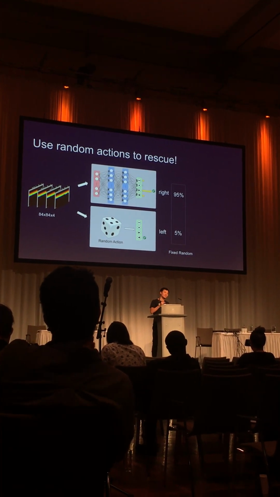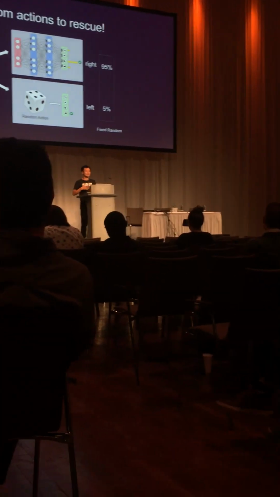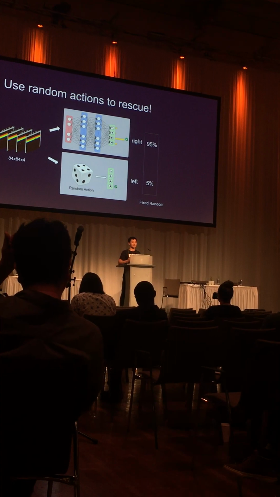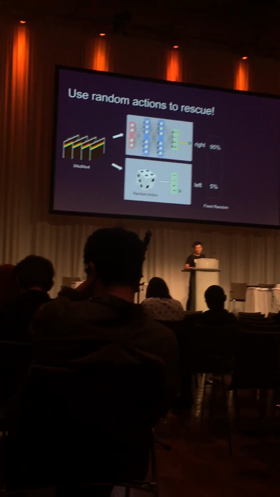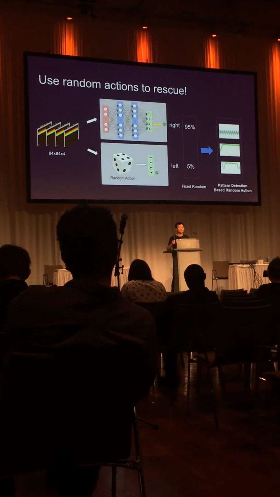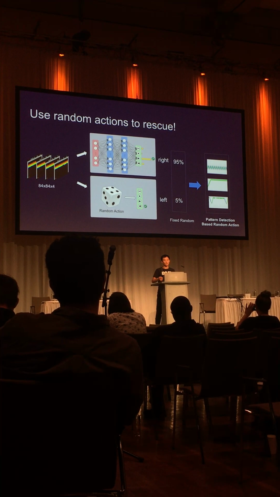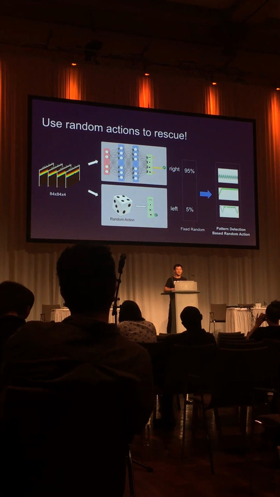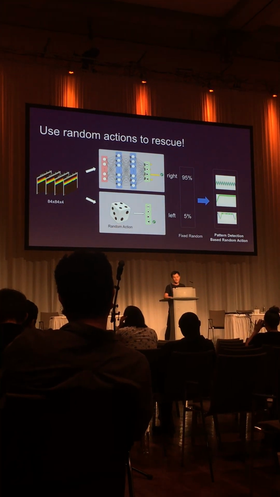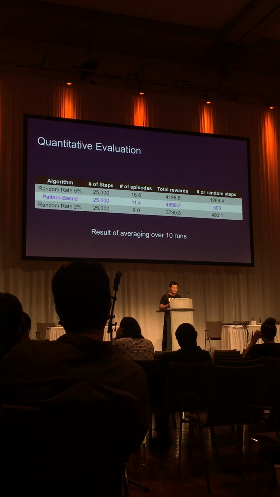But based on our observation from the pattern detection before, we see these good patterns and bad patterns, right? So we think that's not efficient. What we want to do is to base it on the pattern. So we introduce this pattern-detection-based random action. Basically, if we see some bad movement, we increase the random actions. That's just a very simple improvement, right? So with that, we did some experiments to validate our method.